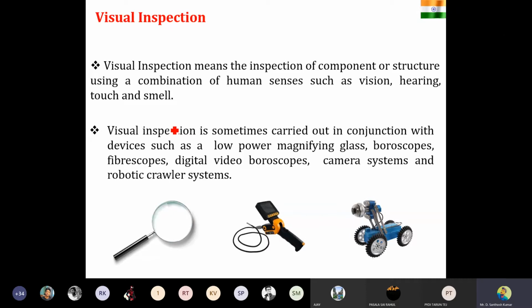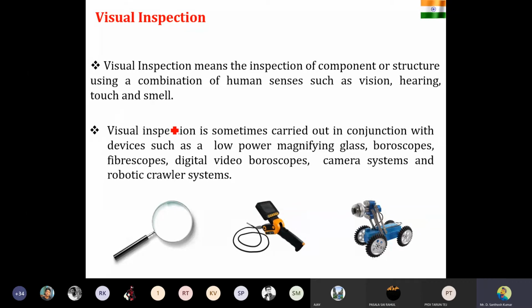If we have not identified some kind of flaws at the surface level, then we have to go for further NDT methods, because visual inspection is one of the cheapest methods. Why is it the cheapest method? Because you can easily see with the help of the naked eye.